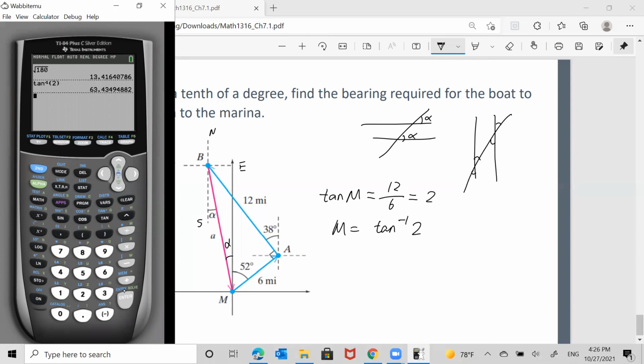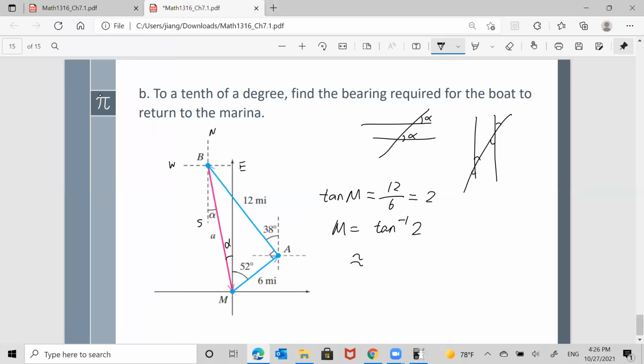If we keep tenths of a degree, that means keep 1 decimal place. So M is about 63.4 degrees. This is M, this is not alpha. Alpha equals M minus 52. So alpha equals 63.4 degrees minus 52 degrees. This one equals 11.4 degrees.